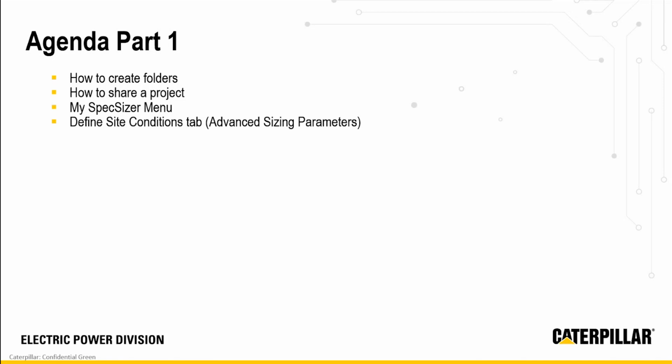These are the topics that we're going to be covering on this part, and I'll show you how to create folders on SpecSizer and how you can save your project in those folders. And also, I'll be showing you how to share your projects and access projects that have been shared with you. We'll also see how to access the My SpecSizer menu, where you can find some really nice features. And last, I'll show you the advanced size parameters that are part of the Define Site Conditions tab.